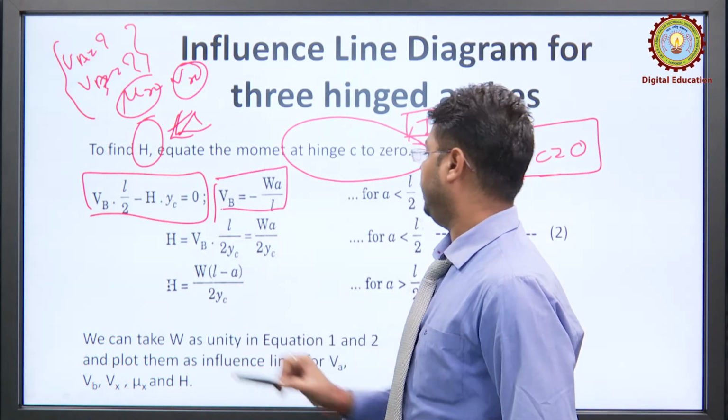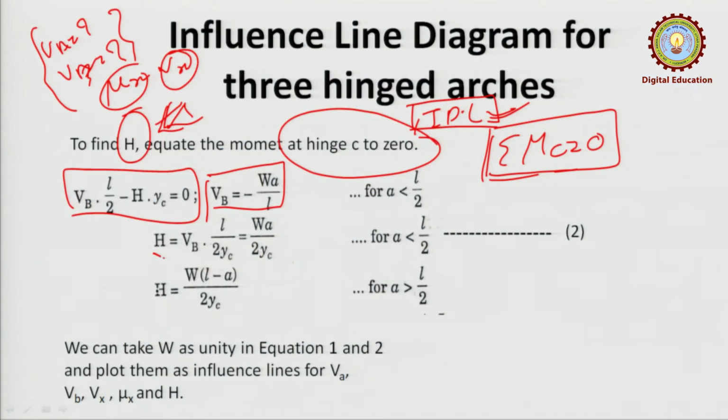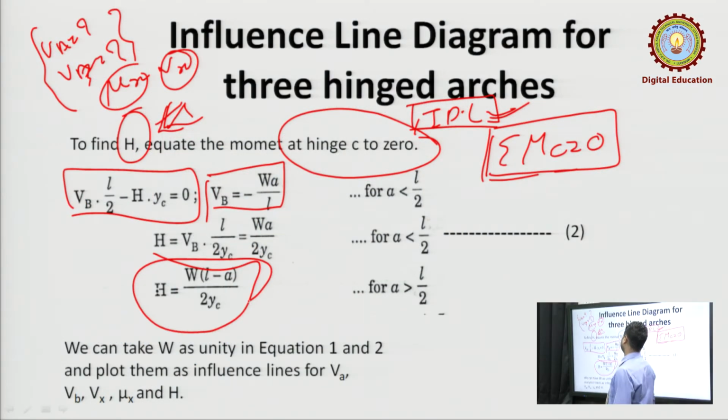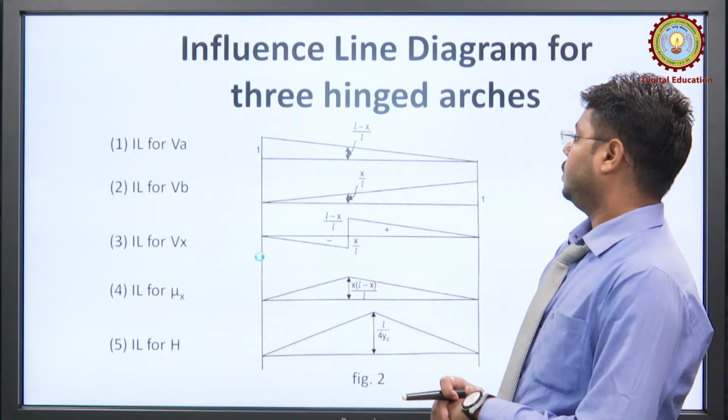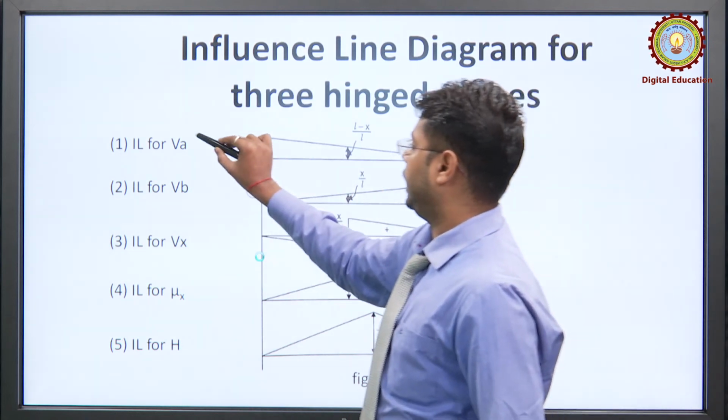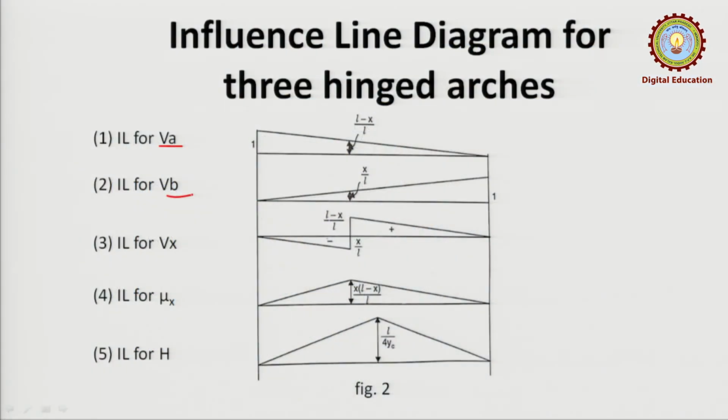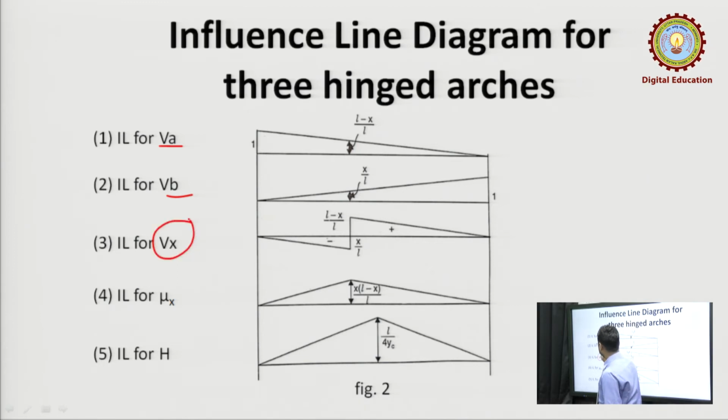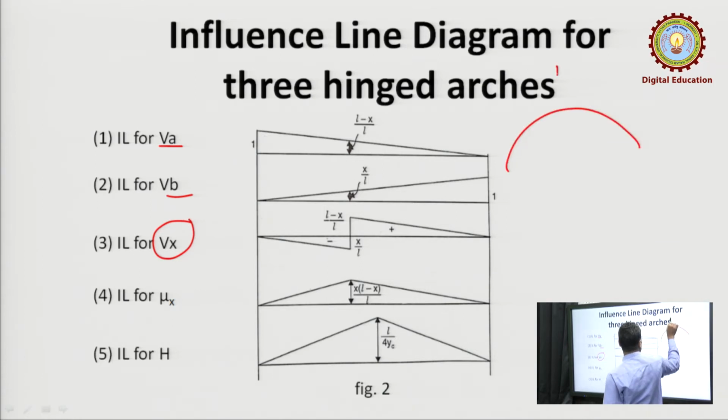We know the value of VB here. After putting these values, you can easily find the value of horizontal thrust in form of central rise and L and distance of load where it is working. So this was your ILD diagram for vertical reaction. For vertical reaction at point B, shear force working on section X. Here this is your section XX.